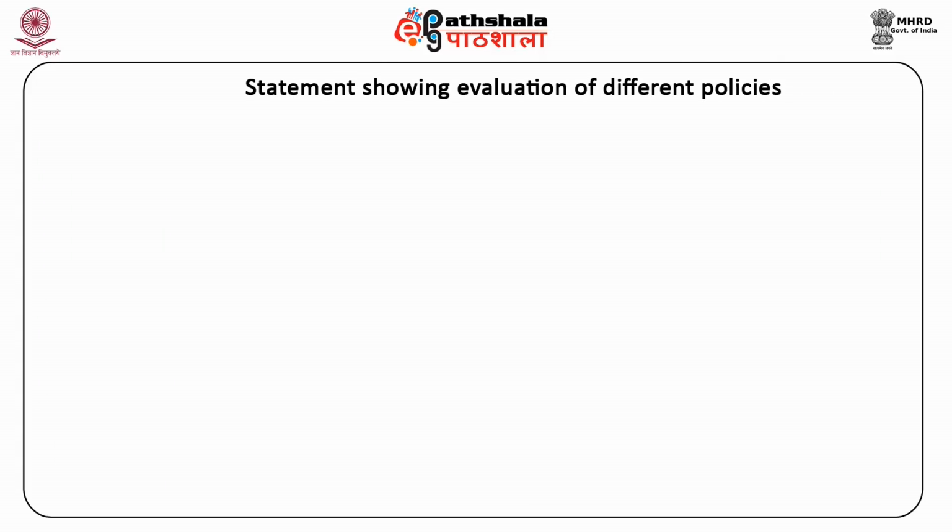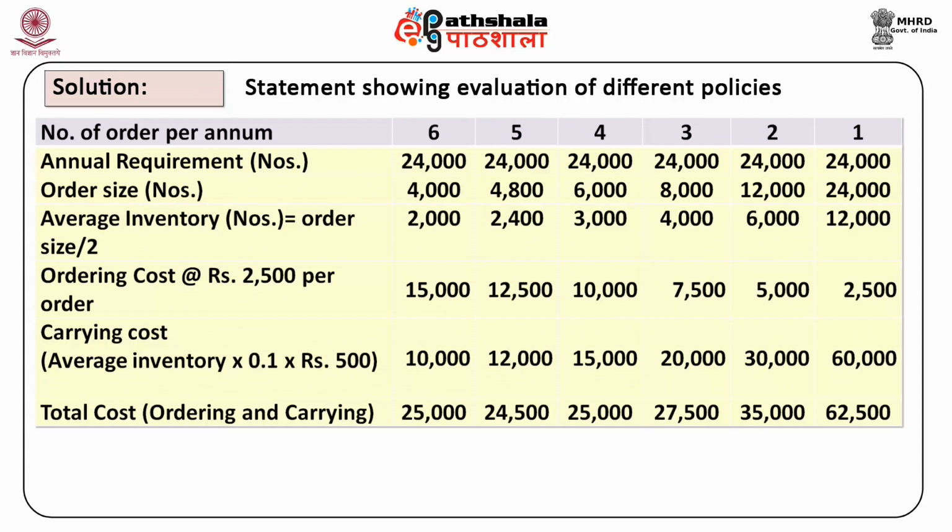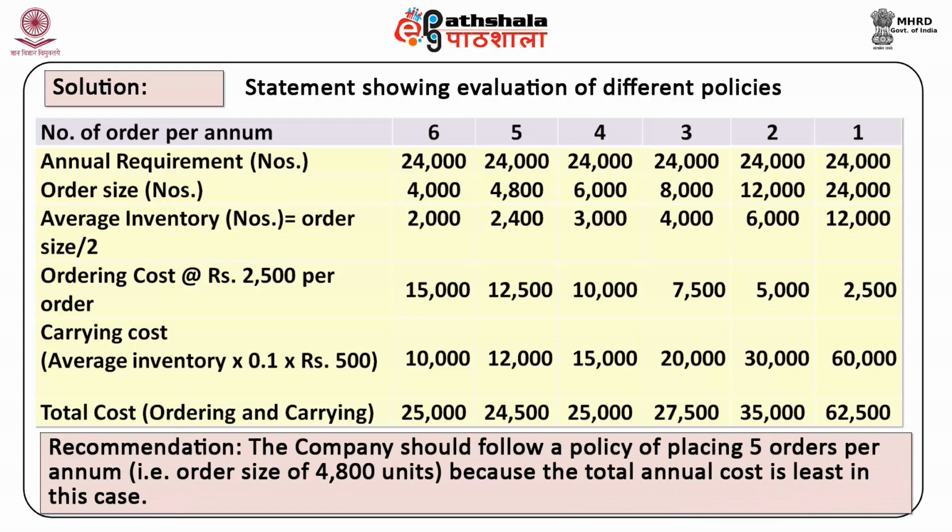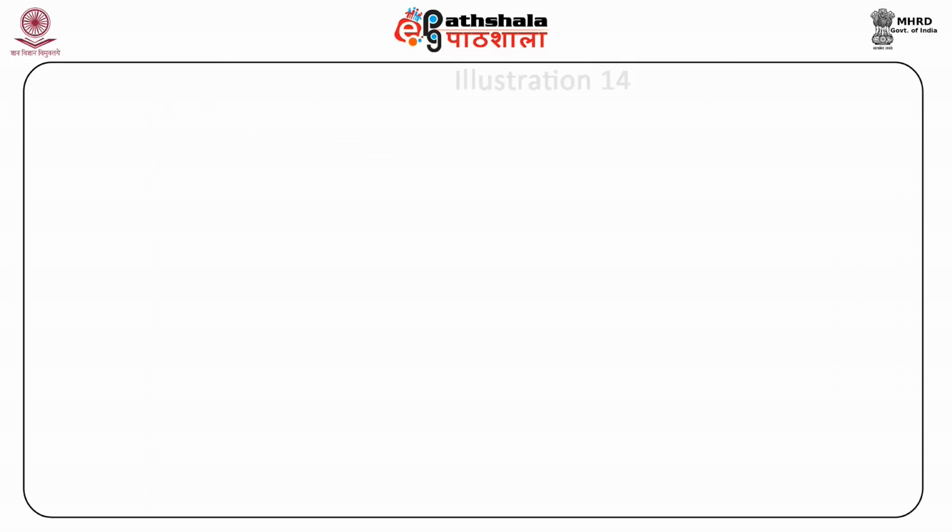You can see a statement showing evaluation of the different policies in which total cost including ordering cost and carrying cost have been calculated. The calculations recommend that the company should follow a policy of placing 5 orders per annum, that is order size of 4800 units, because the total annual cost is least in this case.